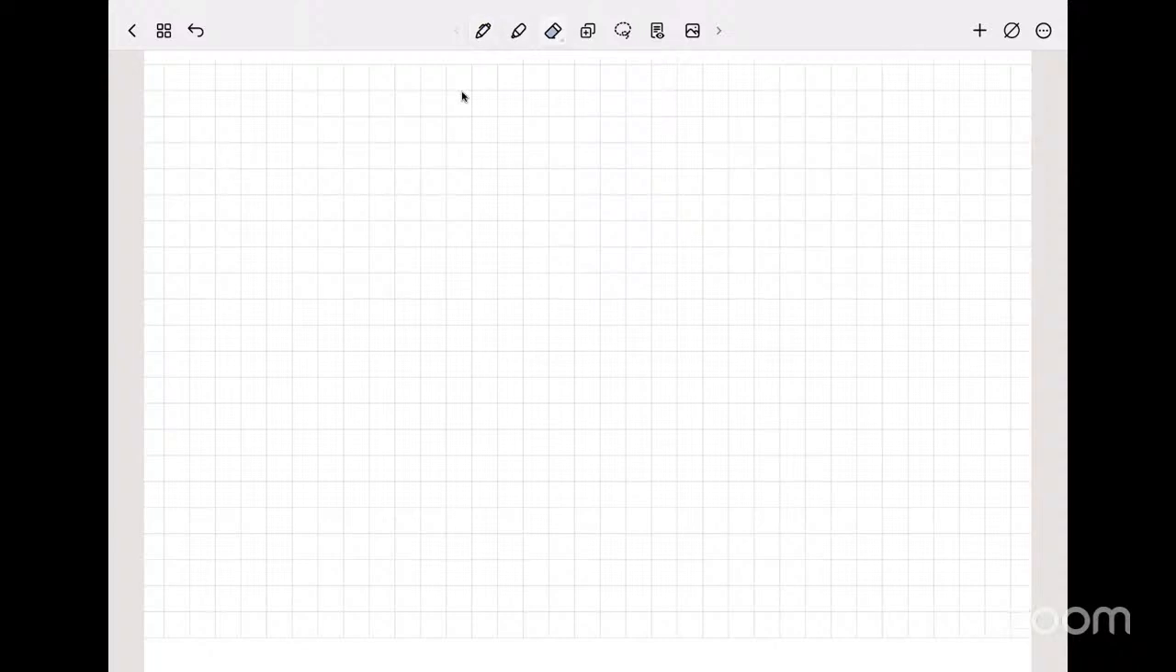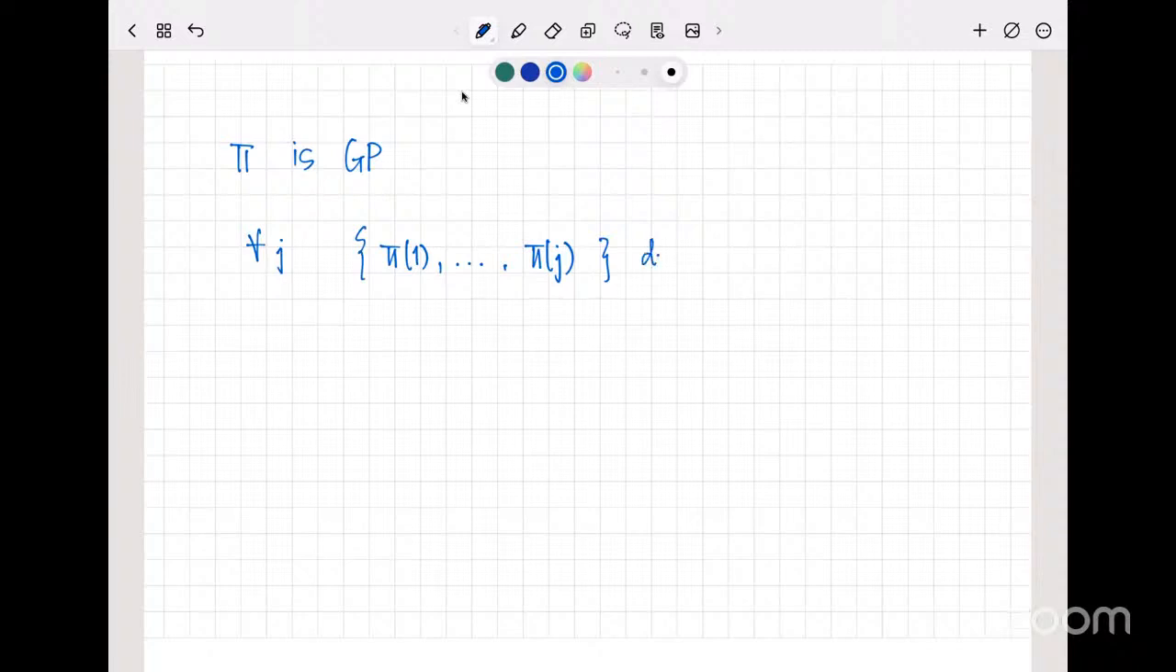So here's the structural characterization. Pi is a Gilbreath permutation is equivalent to saying that for all j, if you look at the top j, so pi 1 through pi j, these guys are all distinct mod j. Okay, I will skip the third property.